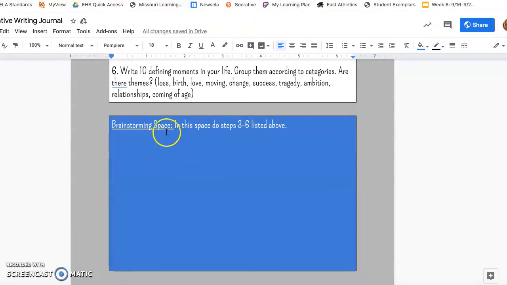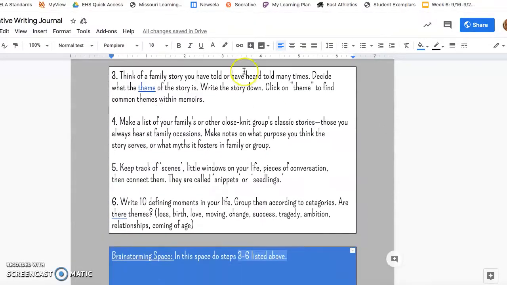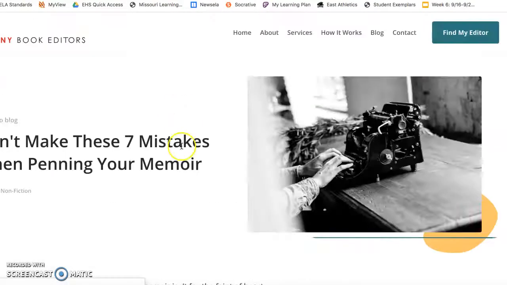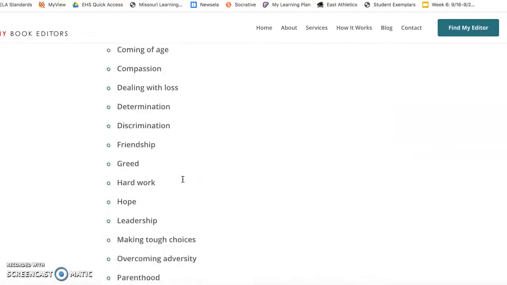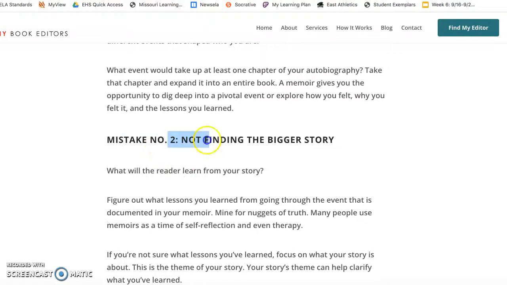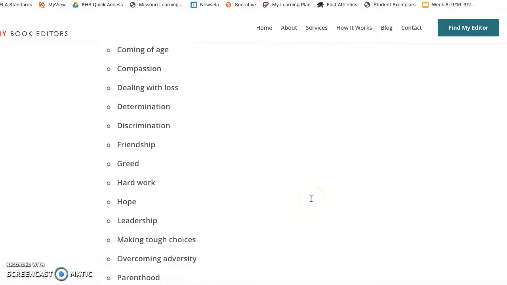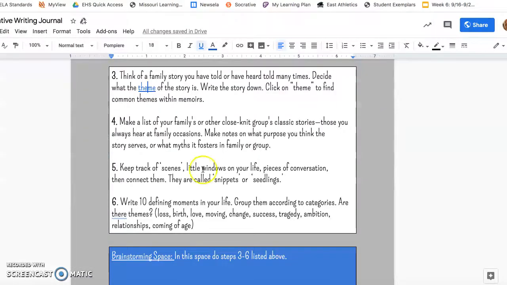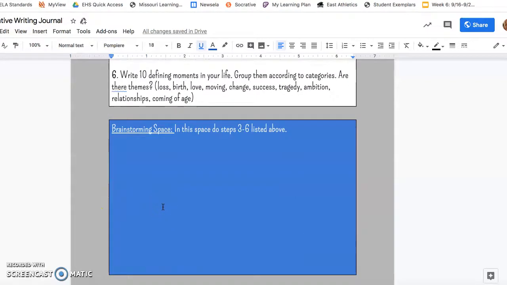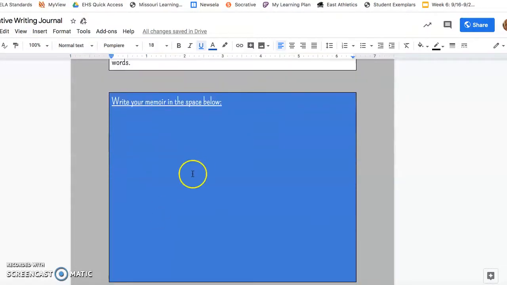Again, go ahead and read through these examples. You'll notice you have to brainstorm steps 3 to 6 listed above. So you have to think of your family story. I linked a theme here. If you're someone who may be stuck on themes, it walks you through those specifically. Number 2, here are some themes surrounding topics. Again, you're going to keep going through all these. Number 6 is very important before you move on to the writing space here below.